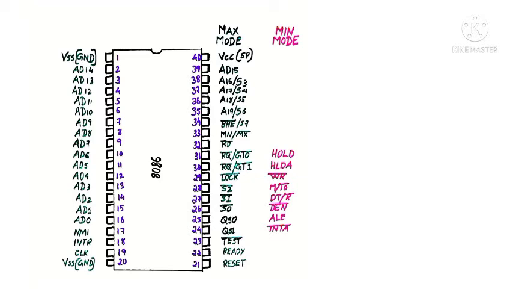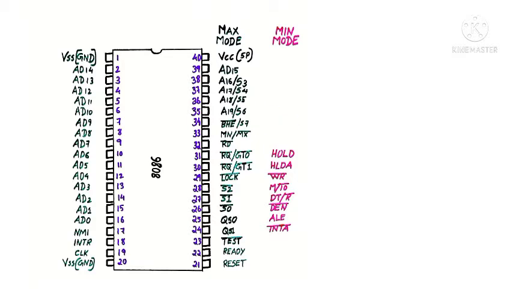Then you can see pin number 34, which is connected to BHE bar S7. The bar indicates an active low signal. That means the signal will be activated only when the value is low, that is 0. BHE means bus high enable. It is used with the S7 signal. The purpose of this signal is to indicate the transfer of data.